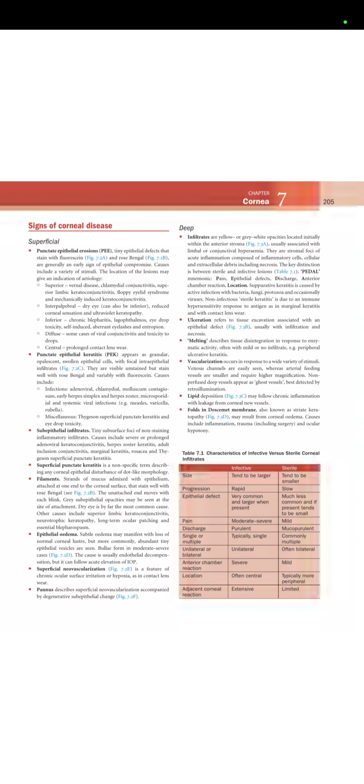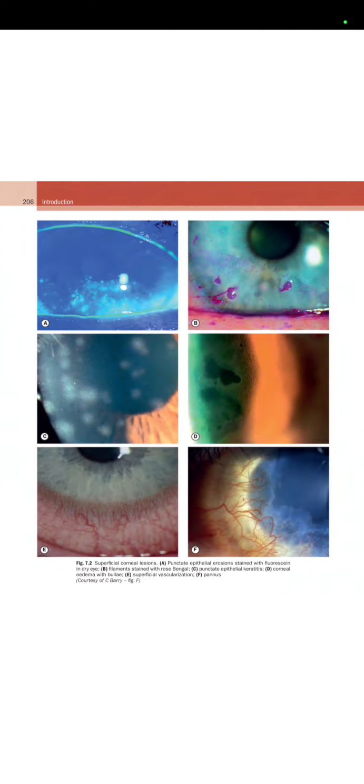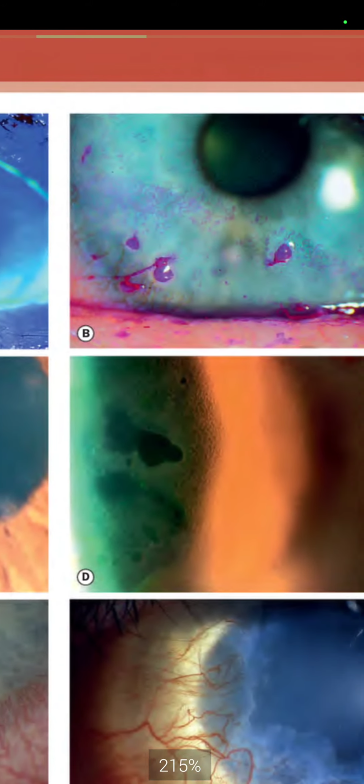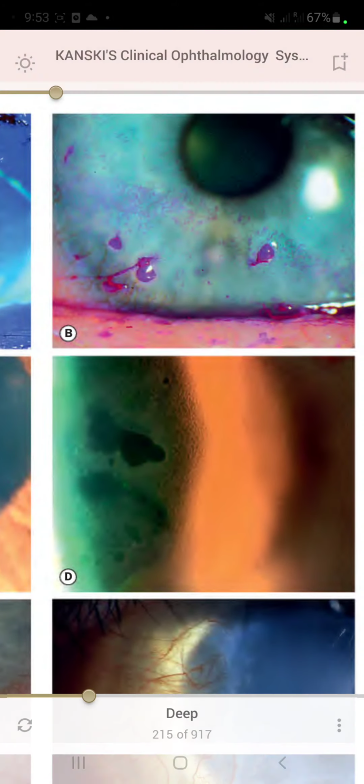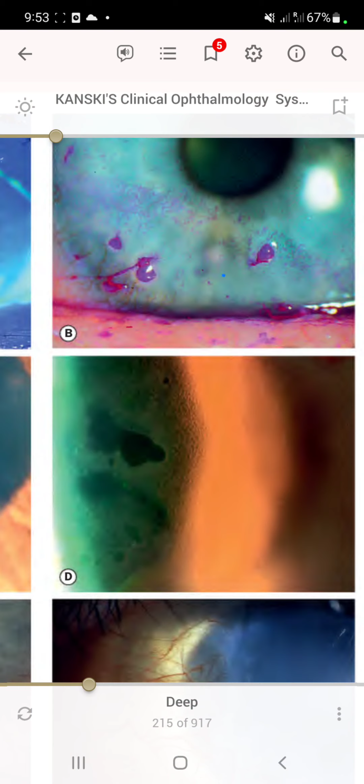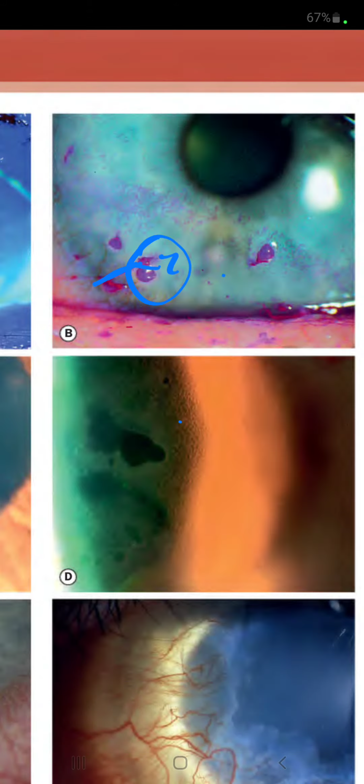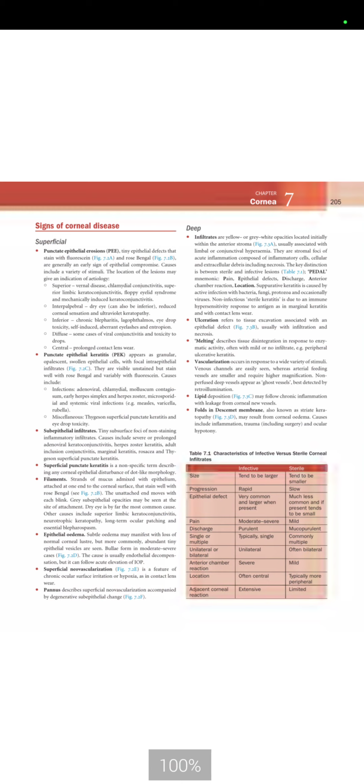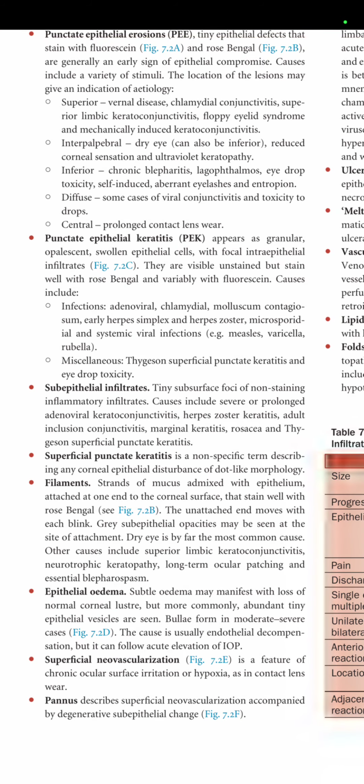So filaments are in the figure 7.2b. So filaments, you can see that it is in this. You can see that there is an epithelium, and one strand is attached to the epithelium, so you can say it is a filament. The unattached end moves with each blink. Gray subepithelial opacities may be seen at the end as the site of attachment.